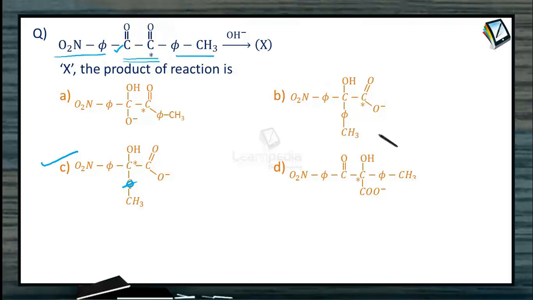Otherwise, when you compare answers B and C, both look alike. So what is the difference? Here it is the star marked carbon on which the nitrophenyl and tolyl groups are present, and here it is without the star mark. We know that the nitrophenyl as a whole is shifted to the star marked carbon. Therefore C is the answer but not B. So indirectly you are asked to check whether OH minus attacks preferentially this carbon or that carbon. That is the main point.